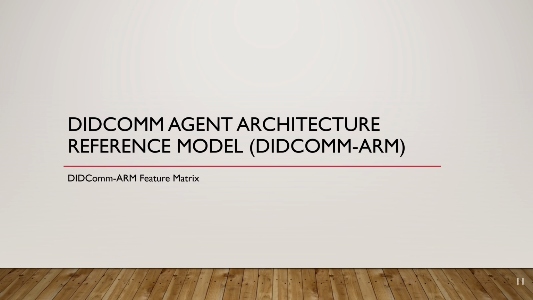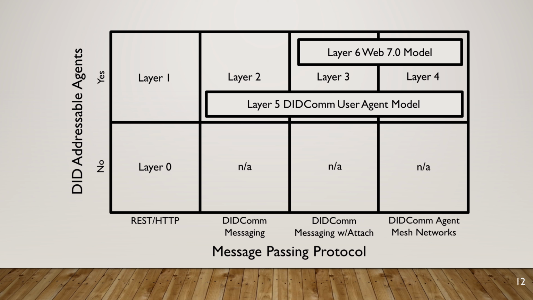Okay, so with that as an introduction, this is the high level, I sometimes call it the feature matrix, which visually depicts the 7 layers of the DIDComm agent architecture reference model. So we start in the bottom left corner where it says layer 0. In the layer 0 model, we're going to show just plain old HTTP, a client talking to an HTTP agent and sending a plain text message.